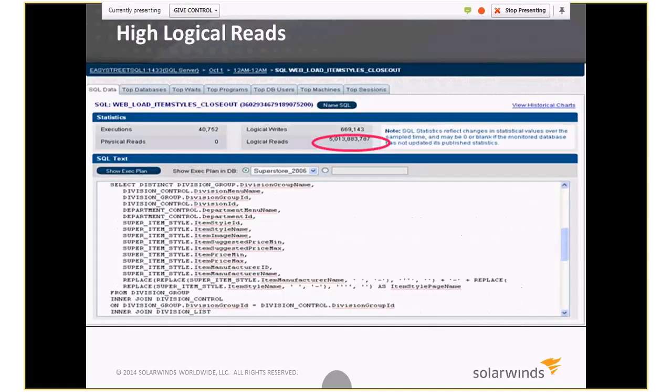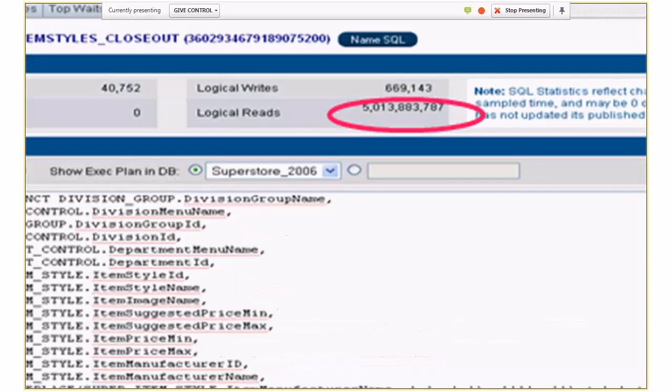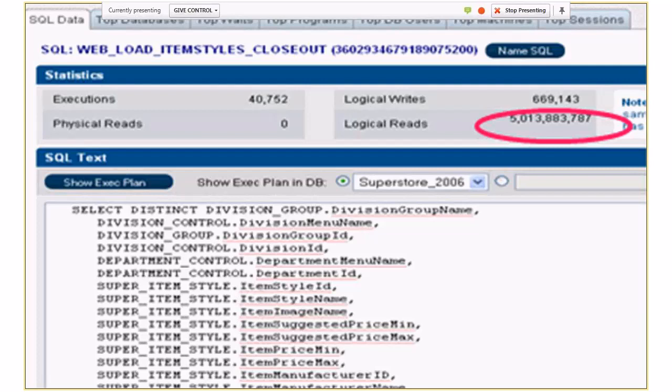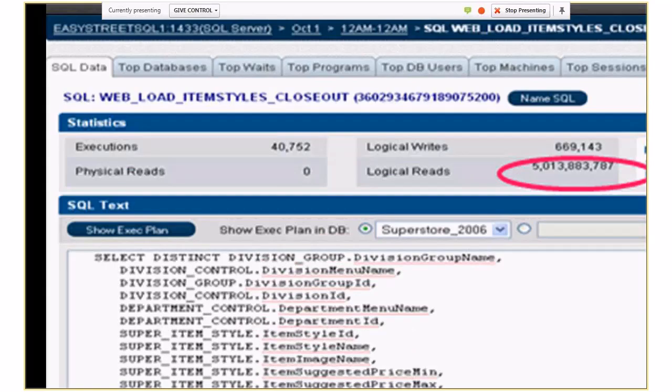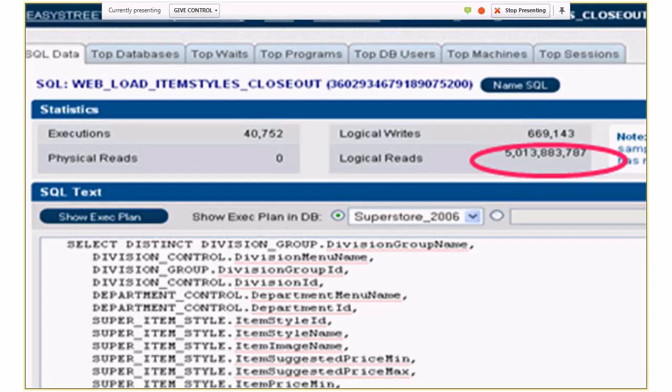But when you look at this query, the Web Load Item Style Closeout, notice how many executions it did in that 24-hour period. It did 40,752 executions. Look at the logical reads, 5 billion. It's probably thrashing memory. When you start having that many logical reads for any one query, and you've seen all those CPU queries that they had, they were thrashing memory, so nothing was staying in memory very long.